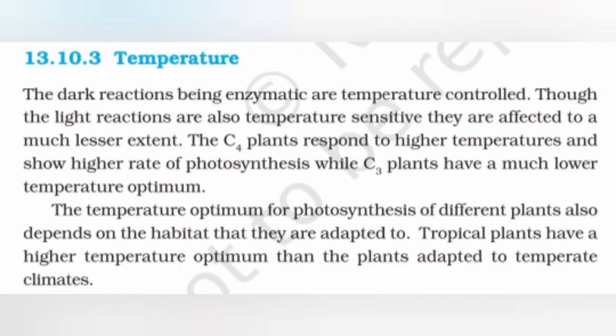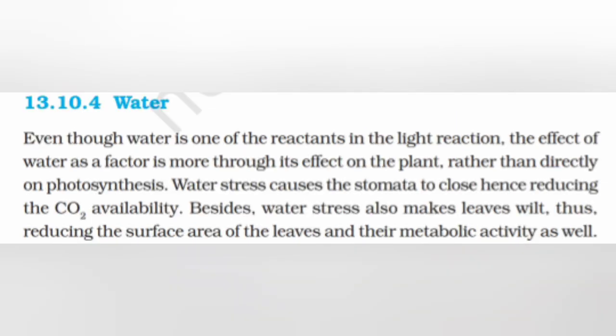Next is temperature. The dark reactions, being enzymatic, are temperature controlled, though the light reactions are also temperature sensitive. They are affected to a much lesser extent. The C4 plants respond to higher temperatures and show higher rate of photosynthesis, while C3 plants have a much lower temperature optimum. The temperature optimum for photosynthesis of different plants also depends on the habitat that they are adapted to. Tropical plants have higher temperature optimum than the plants adapted to temperate climates.